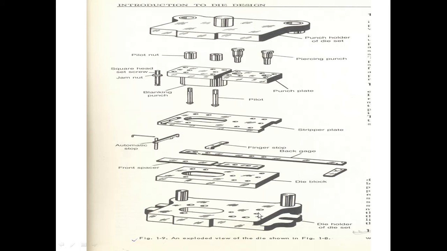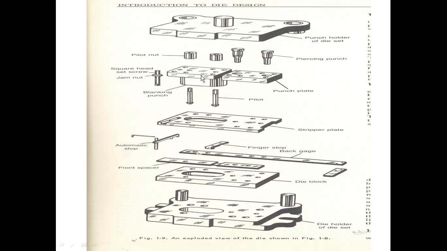So you can have the die holder. The lower part is the die holder. On this die holder, the die block is fastened. The front spacer, front gauge is fastened. On the back side, the back gauge is to be fastened. Then the stripper plate is fastened over this. So this assembly of die block, front gauge, back gauge plus stripper plate is to be fastened to the die holder.